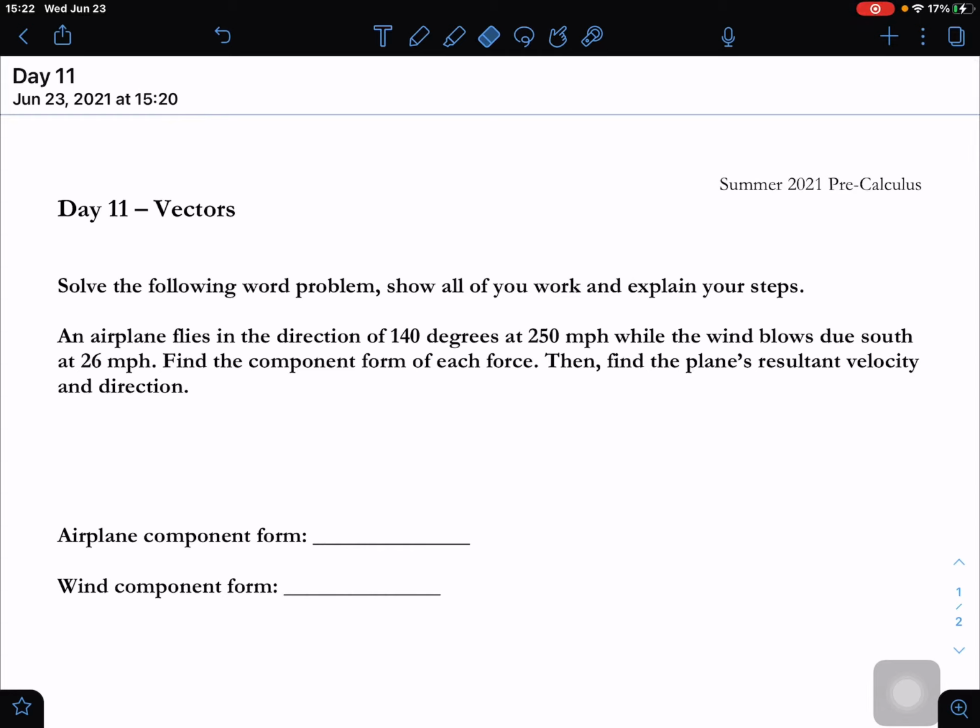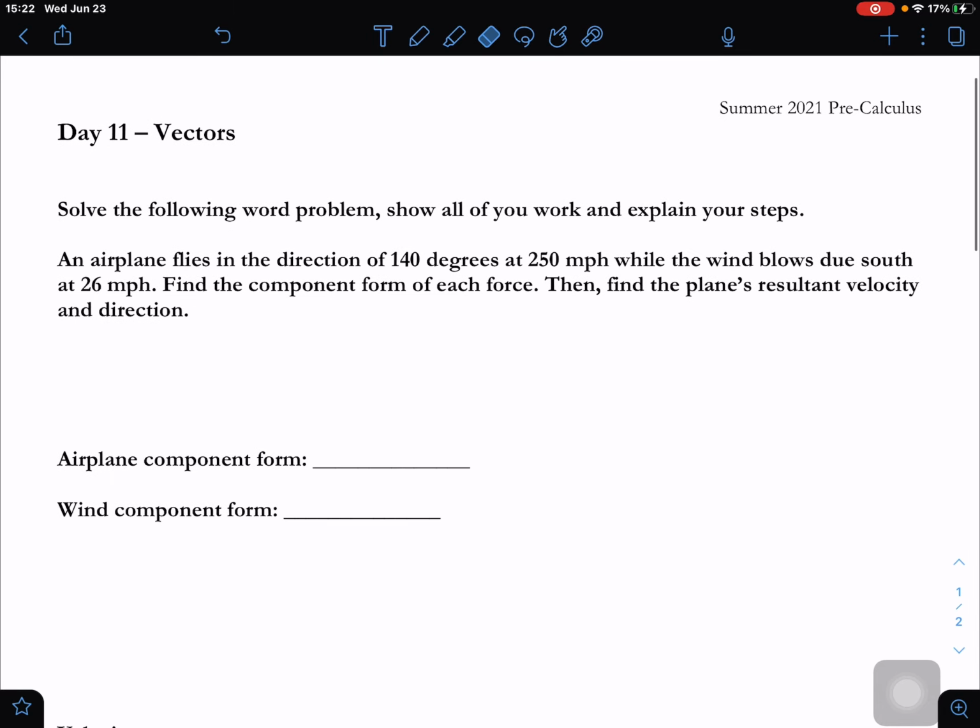Day 11, Vectors. Solve the following word problem, show all of your work, and explain your steps. An airplane flies in the direction of 140 degrees at 250 miles an hour, while the wind blows due south at 26 miles an hour. Find the component form of each force, then find the plane's resultant velocity and direction.